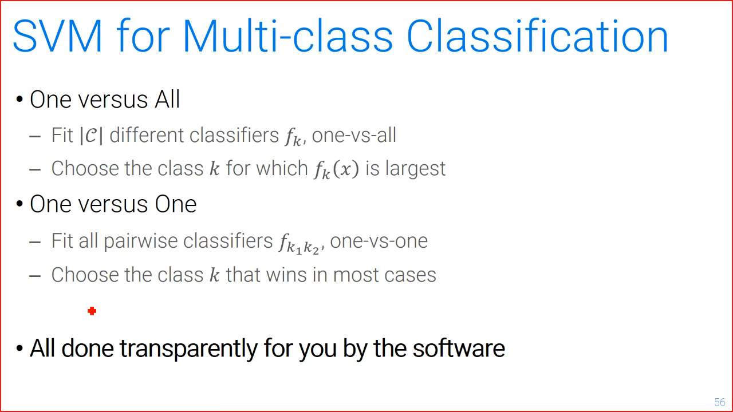The other strategy is one versus one. So essentially, we build a classifier for every pair of classes. So one classifier for class 1 versus class 2, then another classifier for class 1 versus class 3, then class 1, class 4, etc., etc. And it's about, in the end, choosing the class that wins in most cases. That would be another way of doing that. And again, just like with the trees, all this is done transparently for you by the software. You don't have to train all these models yourself. You just say, this is my matrix of features, this is my response, fit the model, and underneath, there are going to be many different hyperplanes, but you don't need to care about it.